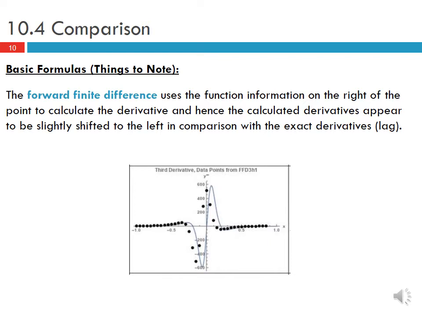We also can note that the forward finite difference uses the function information on the right of the point to calculate the derivative. And so the calculated derivative appears to be slightly shifted to the left in comparison with the actual derivative. So it appears to lag. And you can see that here. So the actual derivative follows along here.